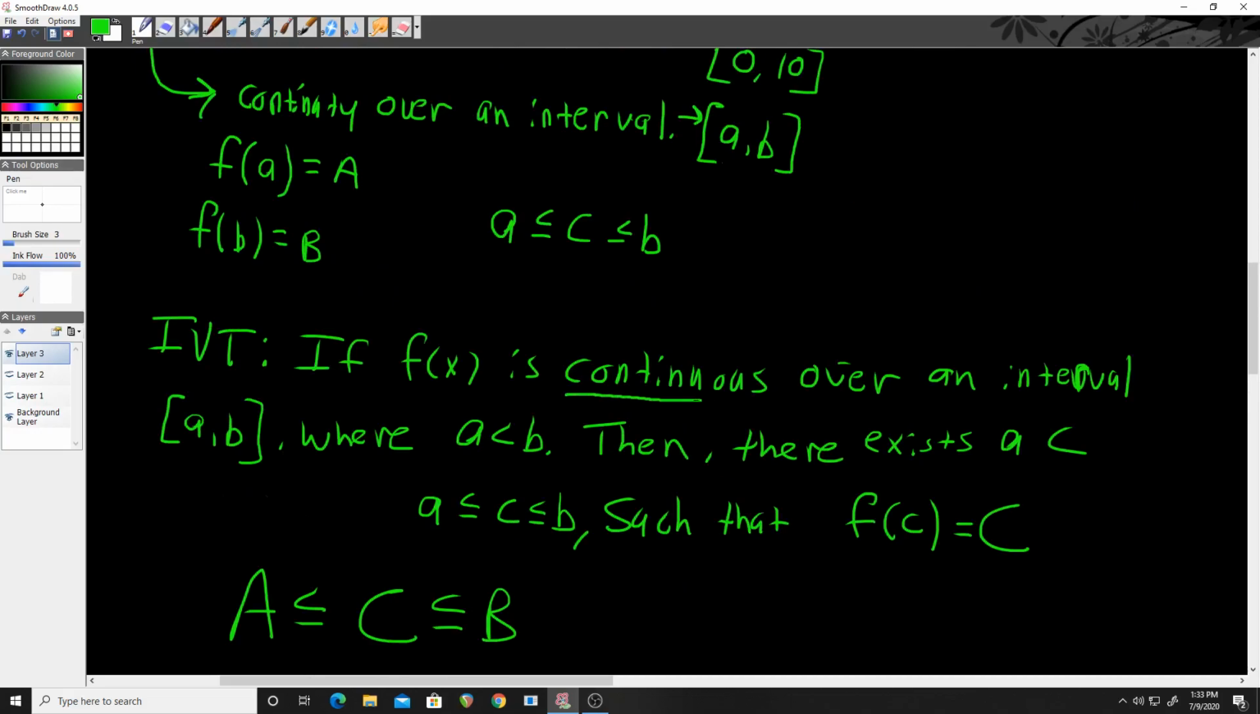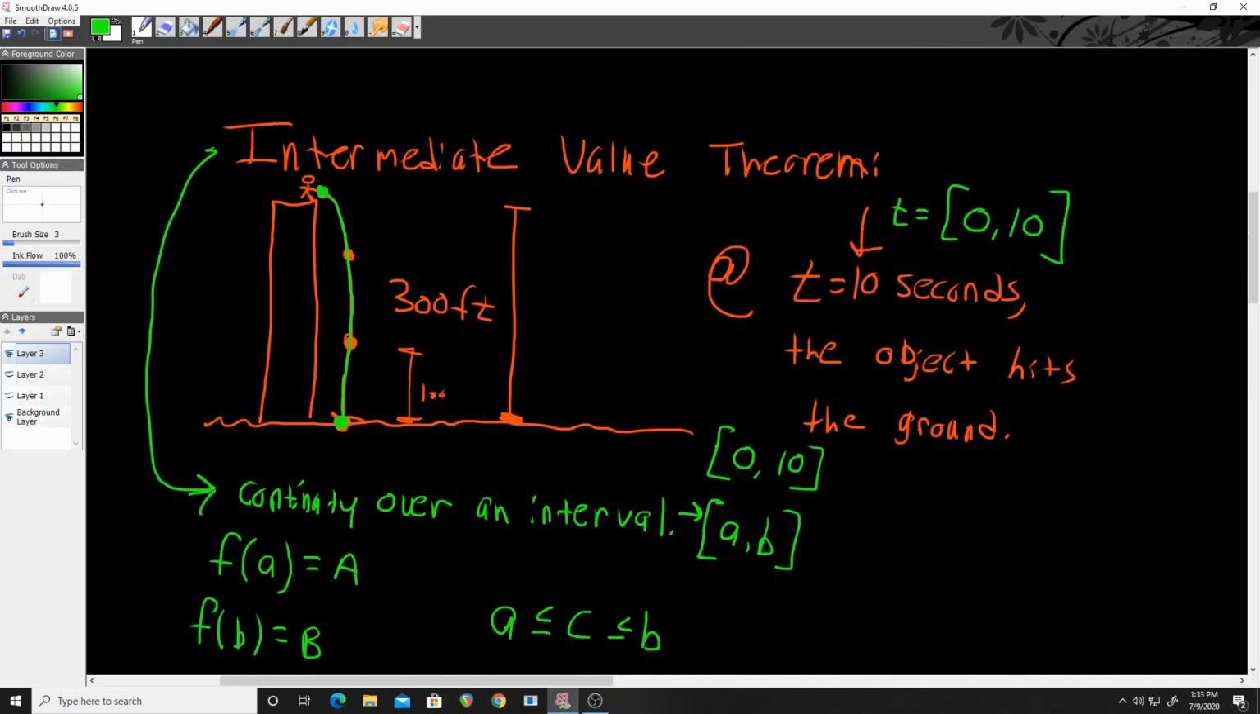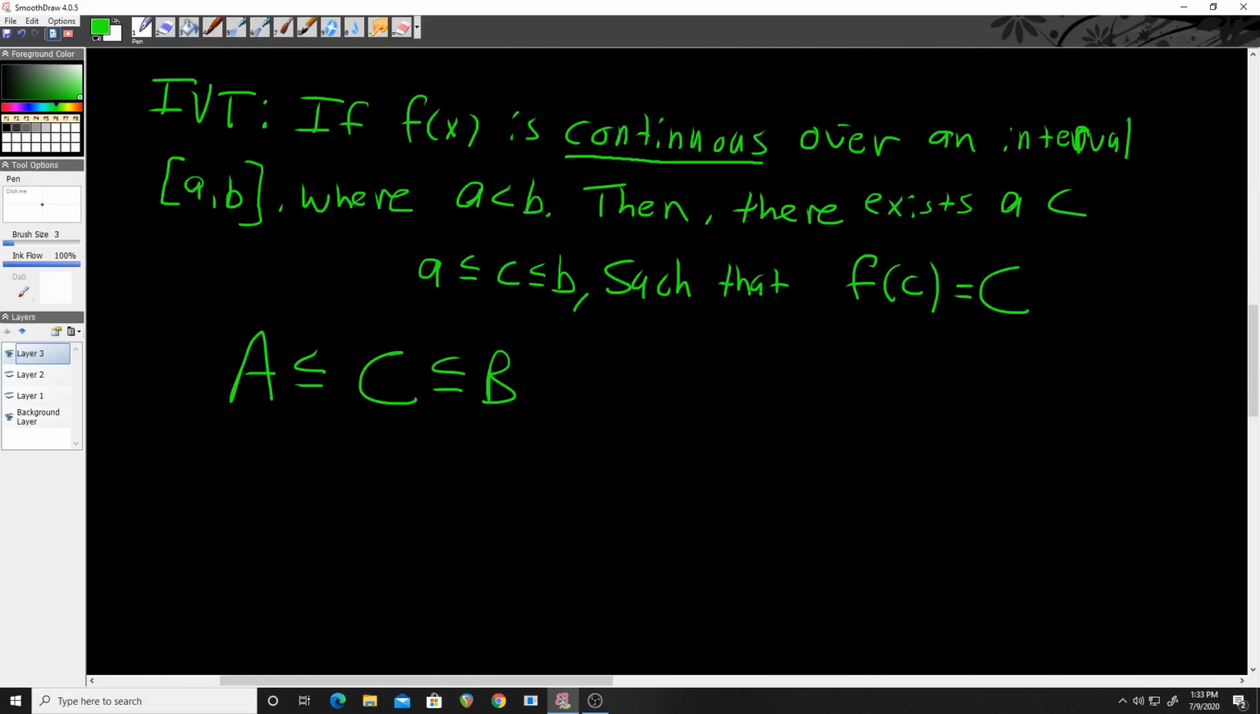We need continuity, and then we need to know the values of the endpoints. In this case, f of A was 300, f of B was 0. So that means from 0 to 10, there's some time where the height was anything that you want to pick between 0 and 300, because it had to go through those heights to get from 300 to 0. Okay? So that's the intermediate value theorem.